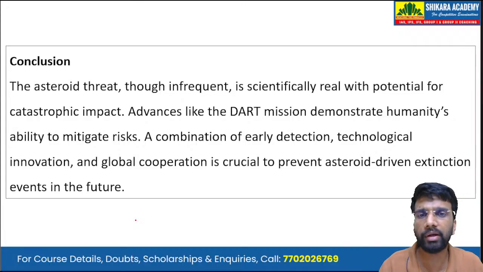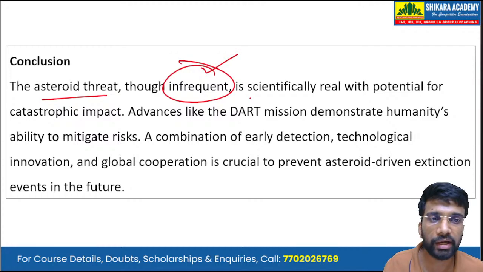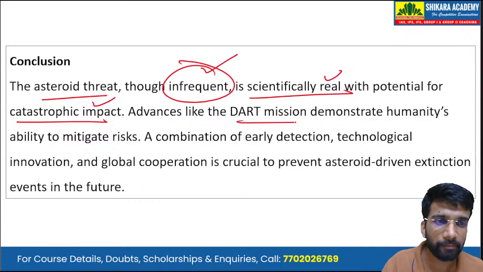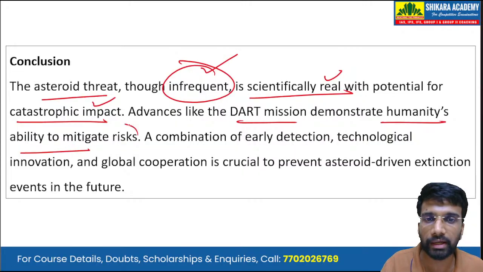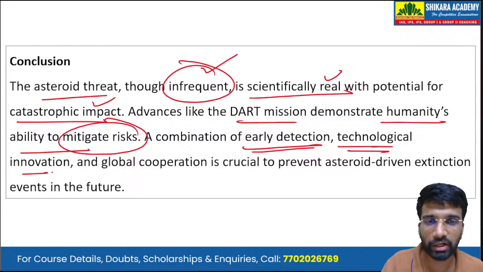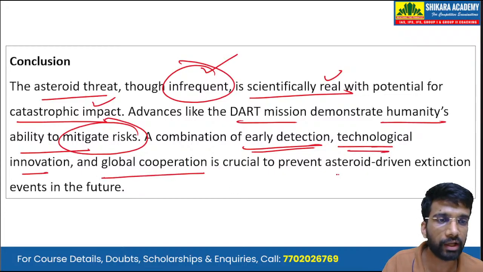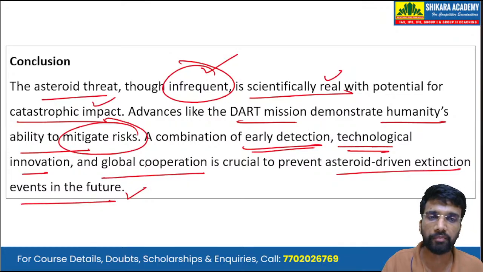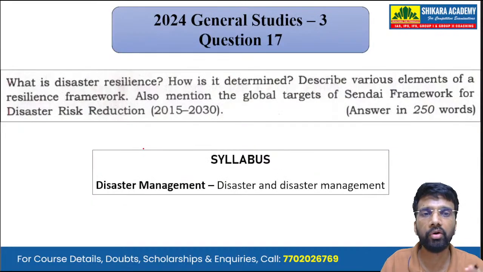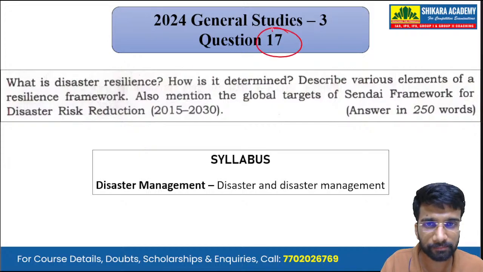Then in conclusion, we can summarize the answer by writing that the asteroid threat, though very infrequent, is scientifically real, with the potential of a catastrophic impact. Advances like the DART mission demonstrate humanity's ability to mitigate risks. A combination of early detection, technological innovation, and global cooperation is crucial to prevent asteroid-driven extinction events in the future. So, we have summarized the answer and also written a forward-looking line, or a way forward line. Moving on to the next question, that is question number 17.